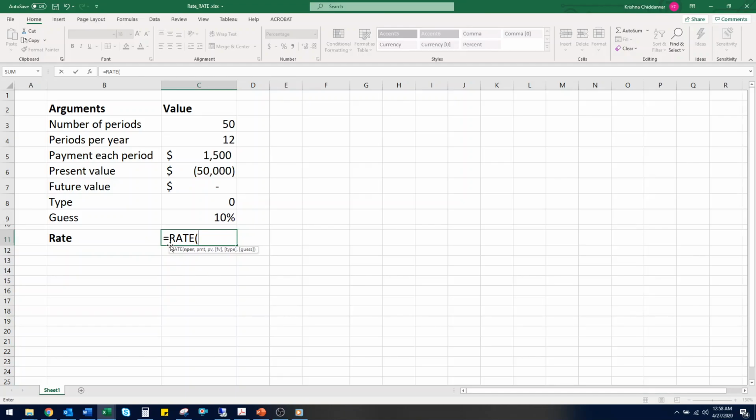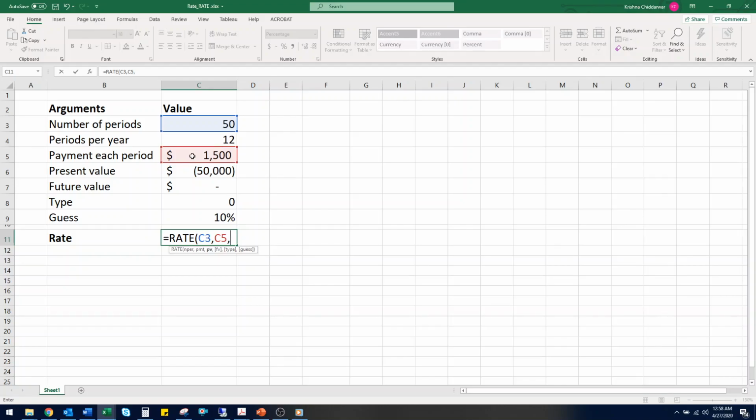We start with the number of periods, and that's in cell C3, 50. So I'll be receiving 50 payments of the same amount and equally spaced, then a comma. The payment that's in cell C5, that's 1500 per period, then a comma.